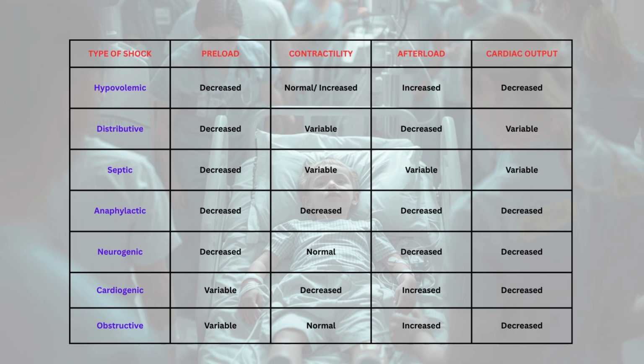To summarize, keeping this hemodynamic matrix in mind is essential for accurate diagnosis and targeted treatment. For example, knowing that hypovolemic shock has a decreased preload and increased afterload dictates aggressive fluid resuscitation, whereas cardiogenic shock, with its decreased contractility and high afterload, requires a very different approach focusing on inotropes and afterload reduction. By systematically assessing the ABCDEs and understanding these physiological profiles, you can rapidly identify and treat pediatric shock before irreversible damage occurs.